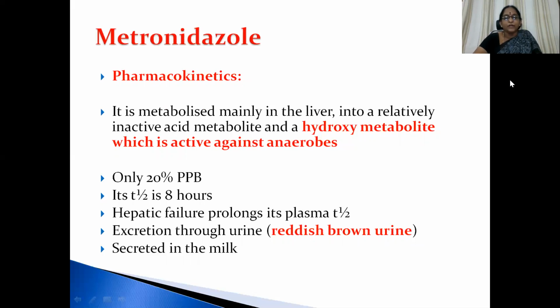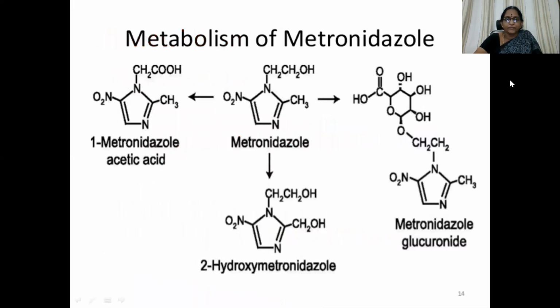So you need to remember the various drugs that produce a change in the color of the skin or urine or other secretions. These kinds of questions will be asked in your viva. Then it is secreted in milk. So here you can see the metabolism of metronidazole. Metronidazole acetic acid is formed from metronidazole. Then 2-hydroxymetronidazole, and then the glucuronate product, metronidazole glucuronate. So this is the inactive molecule and this is the active molecule.